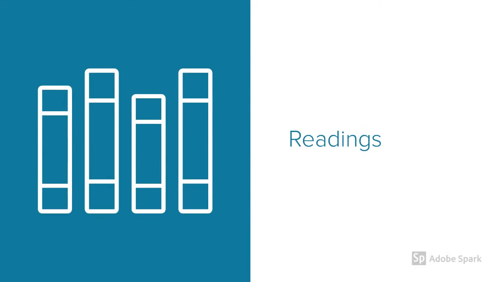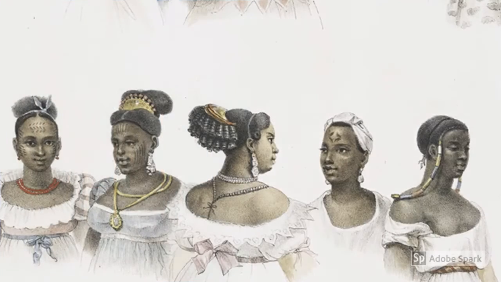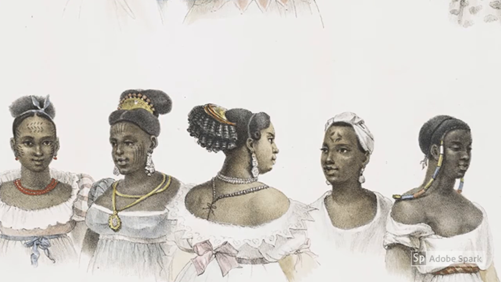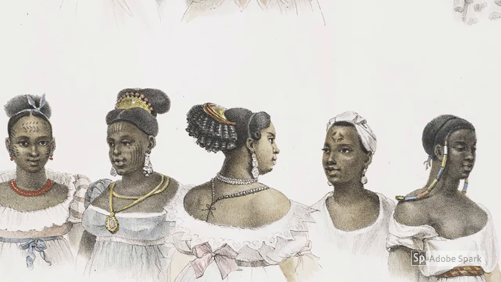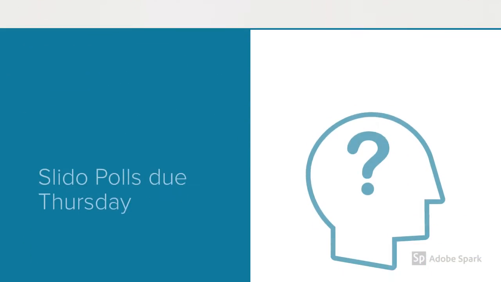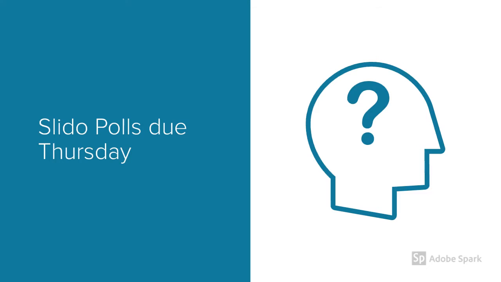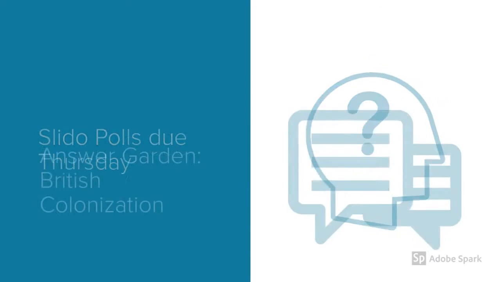The required readings for this module allow you to explore the Pueblo Revolt of 1680 in more detail by providing the accounts of several witnesses. In addition, I've assigned a brief article on African slaves in the context of Spanish colonization to supplement the lecture materials. Don't forget to fill out the Slido polls by Thursday at midnight.